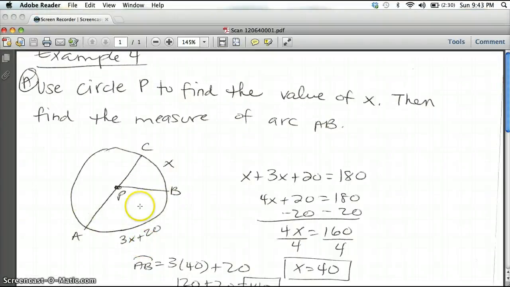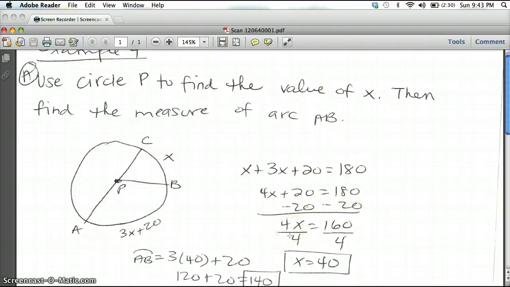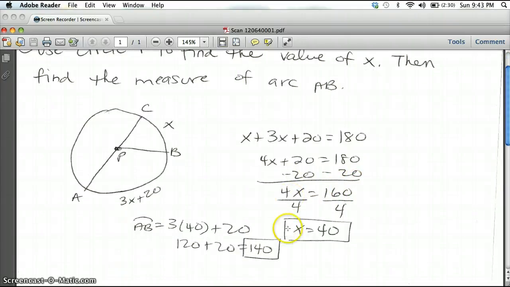So AB is 3x plus 20, and then CB is x. So we're going to take both of these arcs, x plus 3x plus 20 is equal to 180 degrees. We added like terms, so 4x plus 20 is equal to 180. We subtracted 20 from both sides, and we got 4x is equal to 160. I divided by 4, and x is equal to 40.